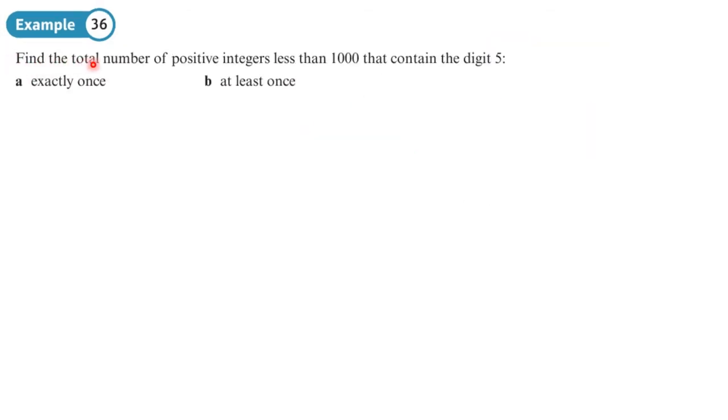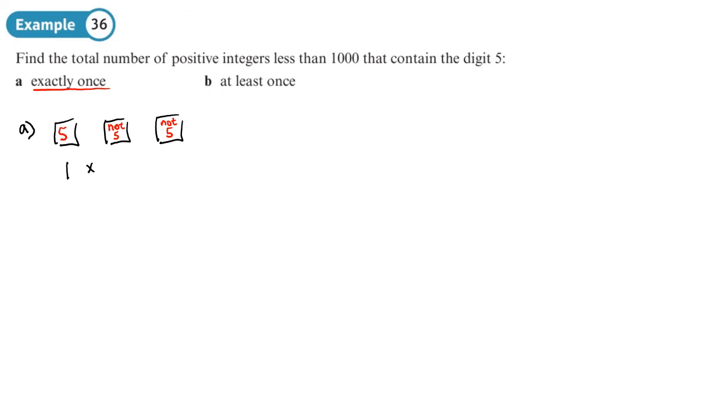So here we want to find the total number of positive integers less than 1,000 that contain the digit 5, and in part A is exactly once. So let's consider the different positions where this digit could be. So the 5 could be here. Now if it's only going to appear exactly once, we can't have a 5 here. We can have all the other digits but not 5 there, and we can't have 5 here. So if the 5 is going to be in the first position, that's only one choice.